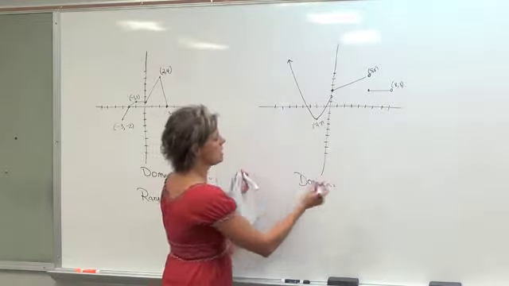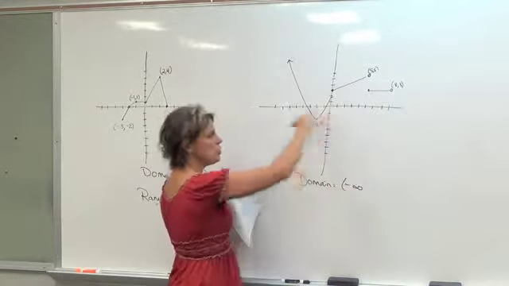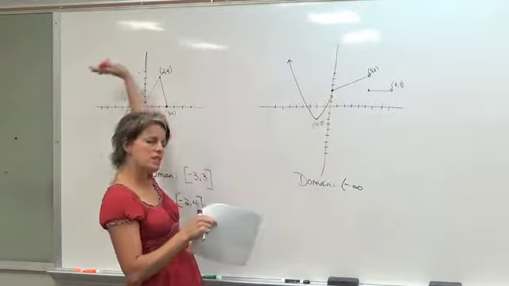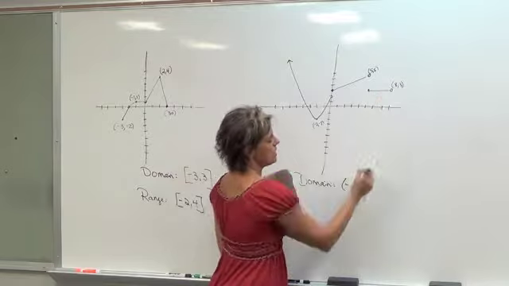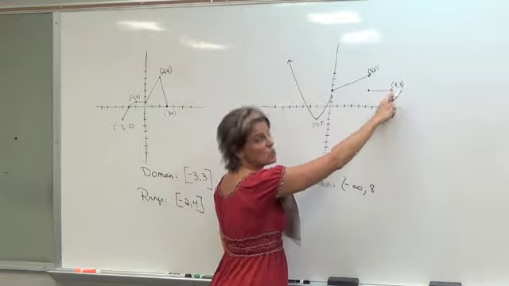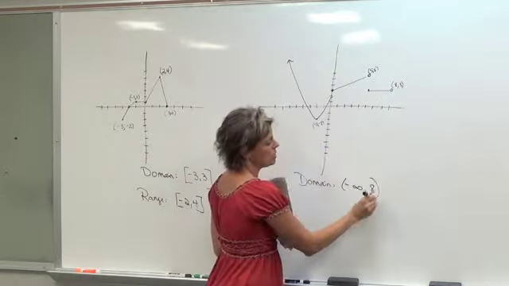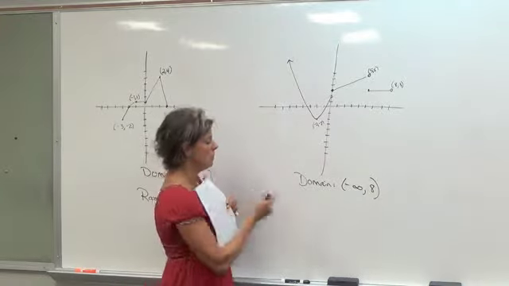So your domain is going to look like this. Remember, it's shooting off. There's no limits. There's nothing stopping it from getting really wide over here. And it's going all the way to 8. It doesn't include 8. That is an open point, so you're going to have a parenthesis right there.